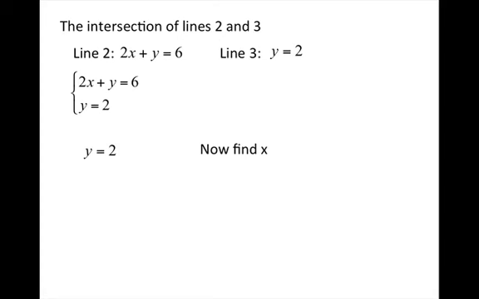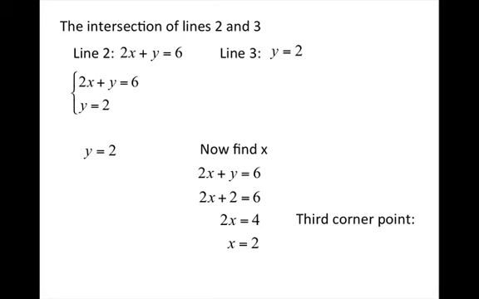So I'm going to take this y value and plug it into my first equation. So if I take the 2x plus y equals 6, I'm going to replace the y with a 2. And this gives me 2x plus 2 equals 6. If I subtract 2 from each side, I get 2x equals 4. And then finally, if I divide by 2, I get x equals 2. So my third corner point is the ordered pair (2, 2).